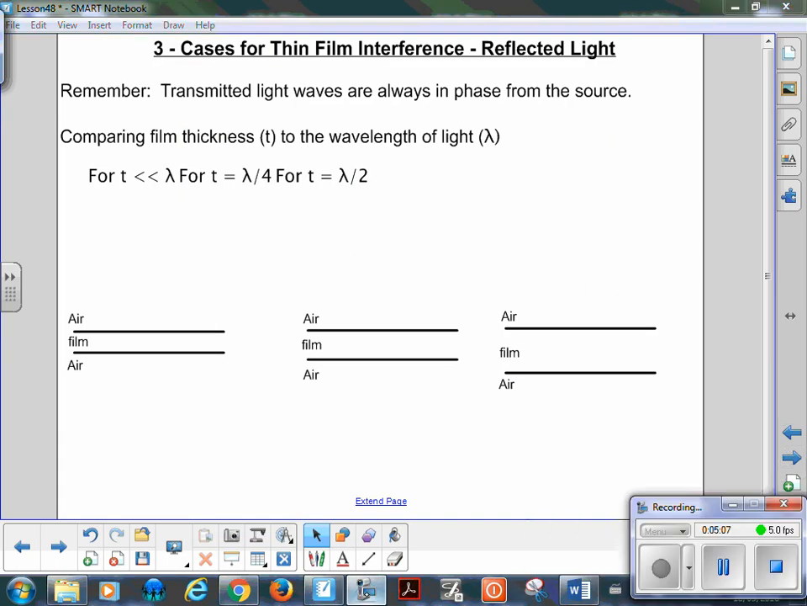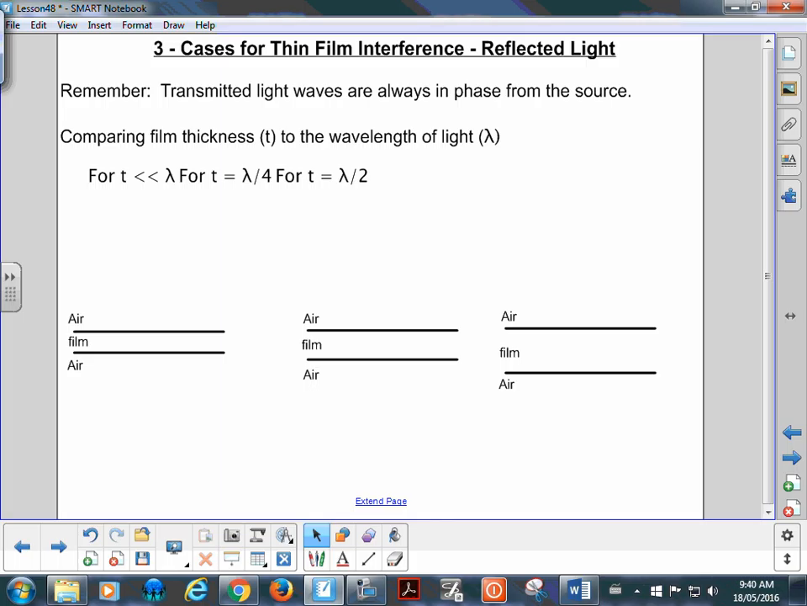So I've got a couple of scenarios to run through with you here. The three scenarios are analyzing the thickness of our films. My notes are kind of crammed all together, but this first one is supposed to be T is less than lambda, so the thickness of that film is smaller than the wavelength of light, which virtually means that the thickness of my film, so this thickness here, is essentially approximately 0.